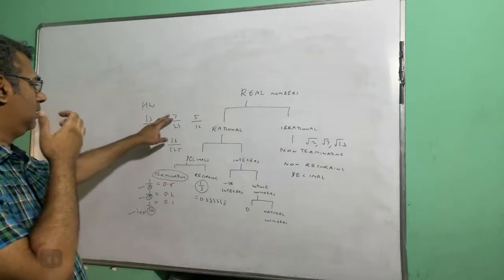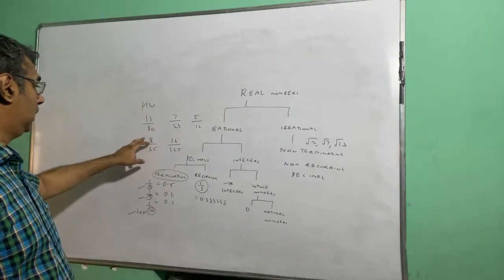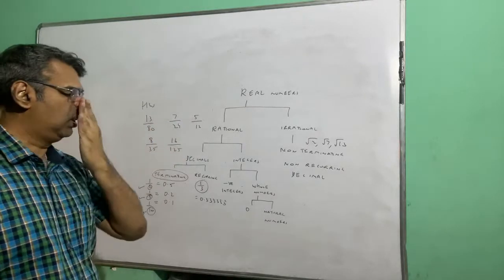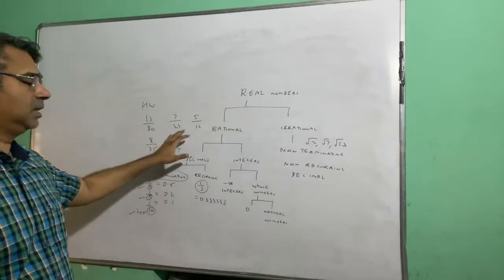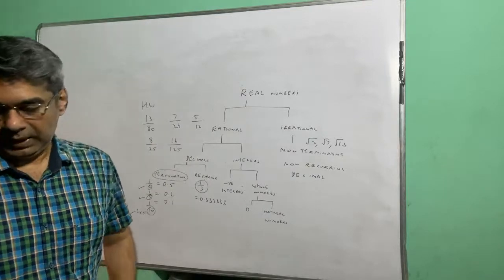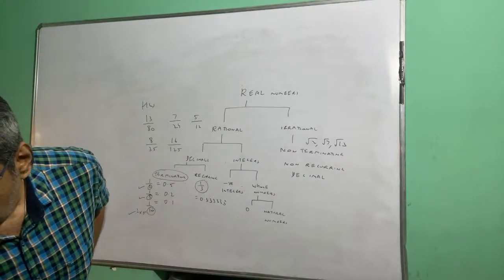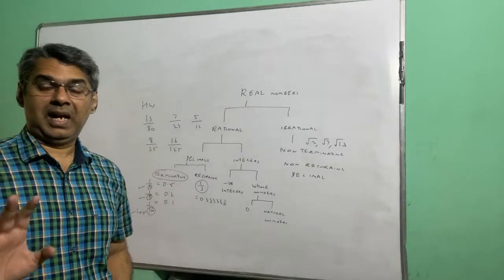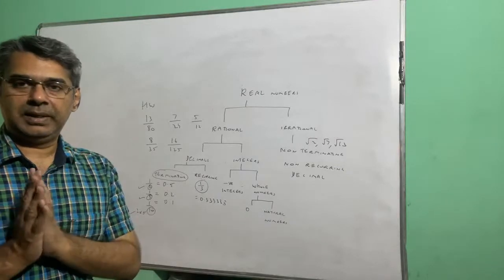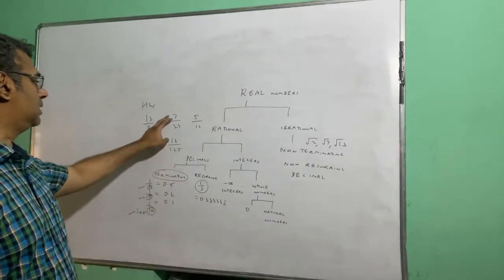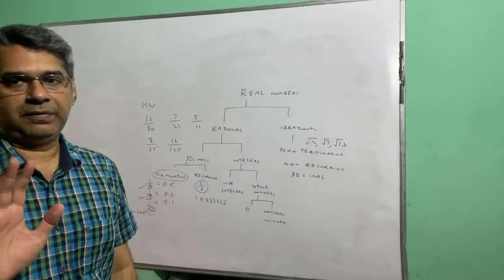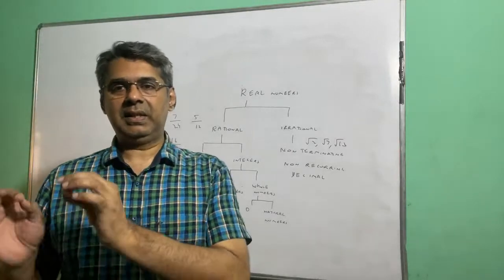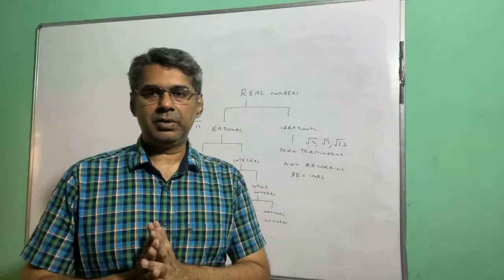13 by 80, 7 by 24, 5 by 12, 8 by 35, 16 by 125. This is the homework. You have to say whether these are terminating or not, right? You don't have to say the answer. Just say whether they are terminating or not, okay? 13 by 80, 7 by 24, 5 by 12, 8 by 35, 16 by 125. 5 fractions. Just say whether they are terminating or not. That's all. Don't have to say the value.